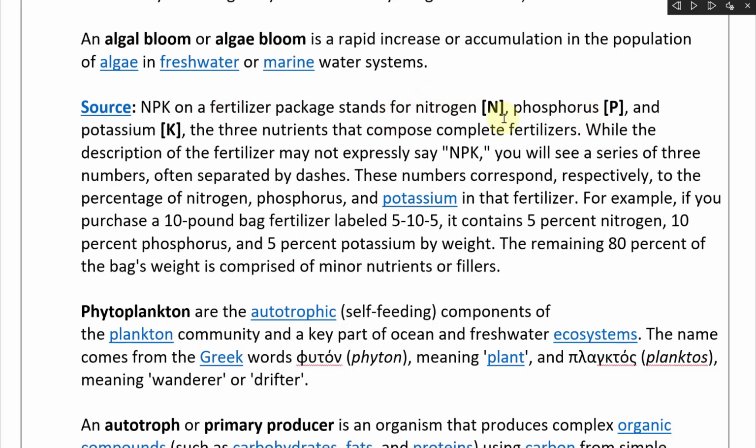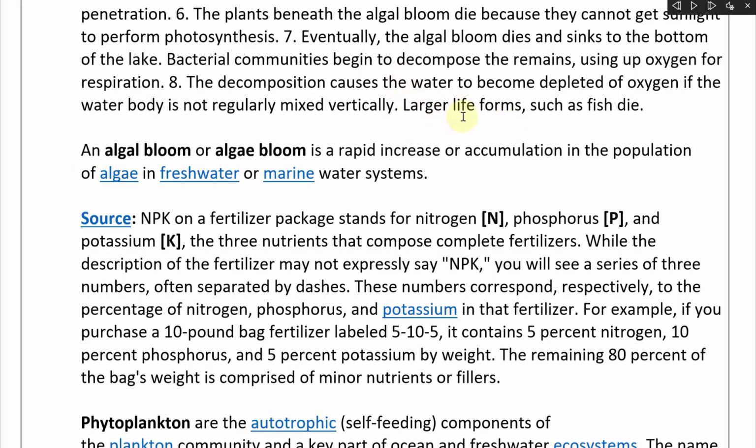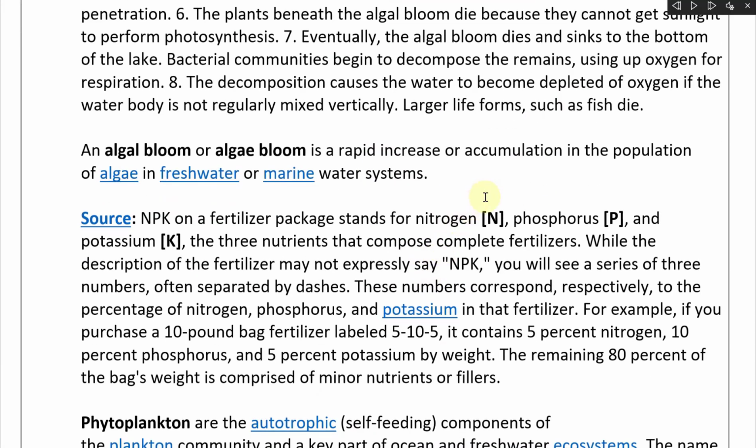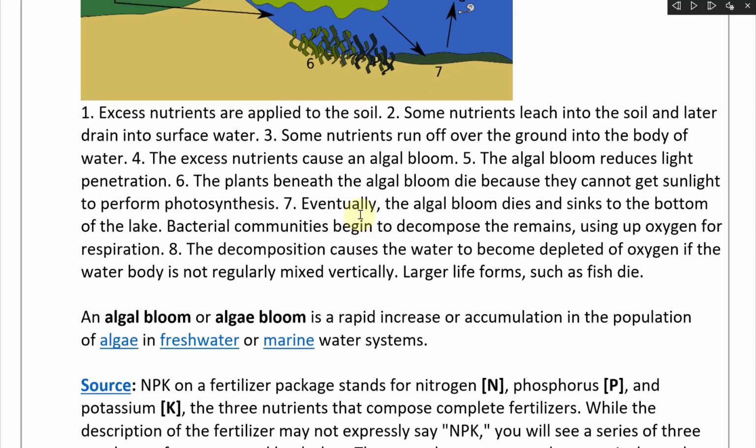Remember, nitrogen and phosphorus are inside the DNA. You have the phosphate backbone, and then nitrogen is inside the nitrogenous base, or the nucleobase.